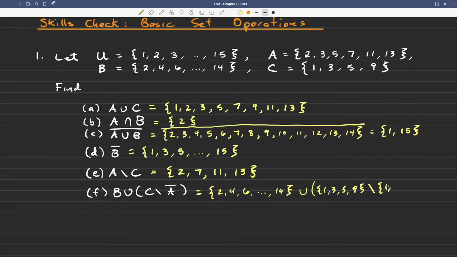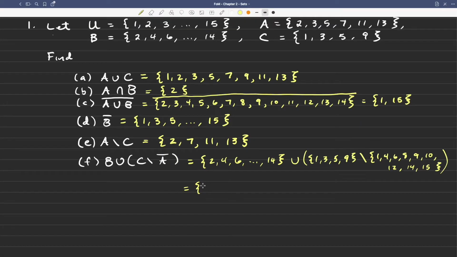We're going to have 1, 4, 6, 8, 9, 10, 12, 14, 15. So that'll be 2, 4, 6, all the way up to 14.